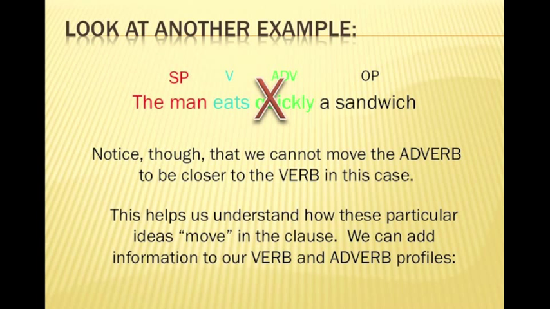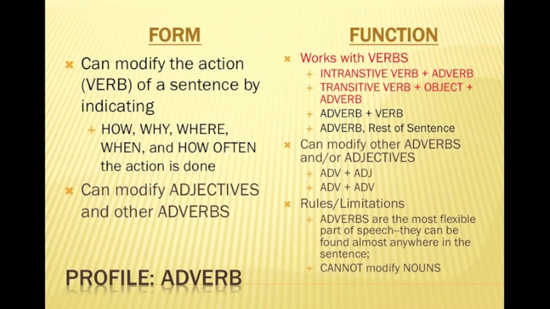This helps us understand how certain ideas move in a clause. Just like we notice that verbs usually come after the subject idea, in this case, we notice that objects generally come after verbs. So we can go back now and redefine our verb and adverb profiles a little bit. As we notice, we've got intransitive verbs, and intransitive verbs usually have an adverb that follows because they don't need an object. But what happens to transitive verbs? Well, they need an object. So in this case, it'll become transitive verb plus the object, then an adverb if it's possible.